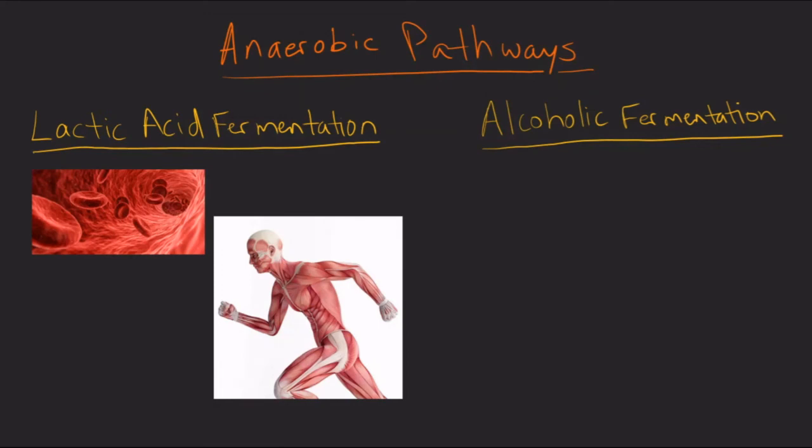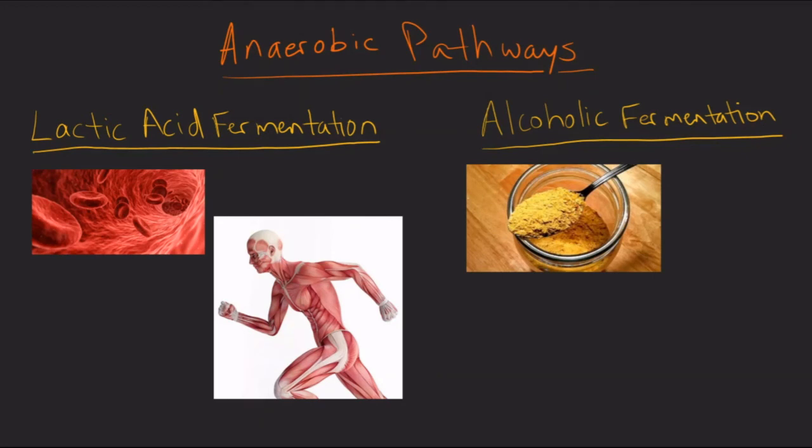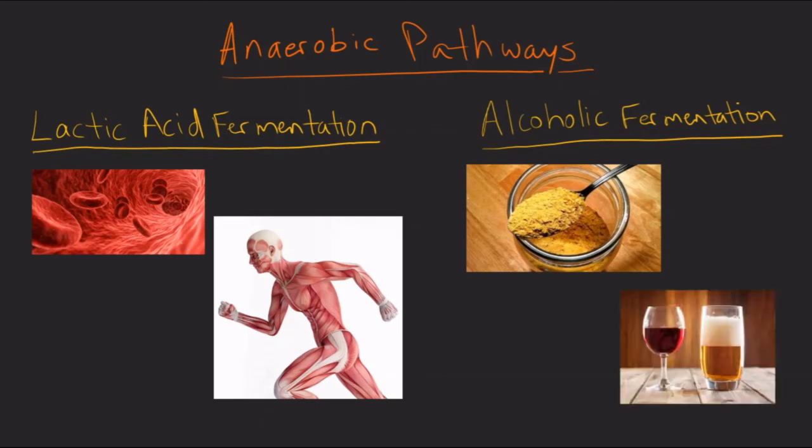So if you're sprinting or lifting heavy weights, those things cause your muscles to do lactic acid fermentation, an anaerobic pathway, so they're known as anaerobic exercises. On the other hand, alcoholic fermentation is an example of yeast. They're actually microorganisms. And so yeast is an example. Some bacteria do this, and they are used to make beer and wine and things of that nature.